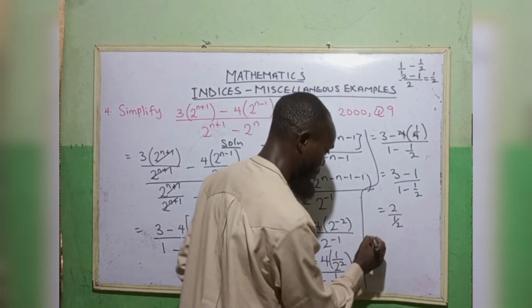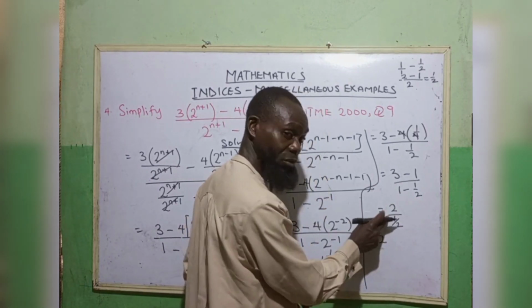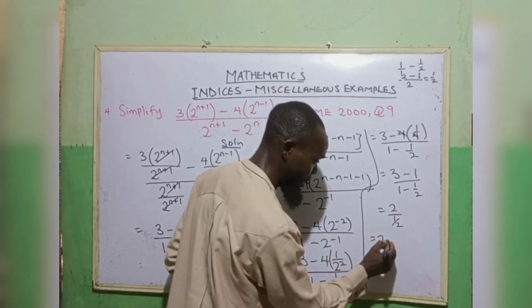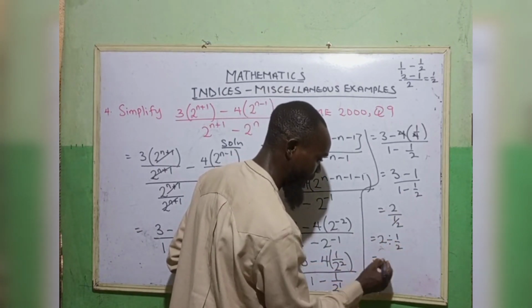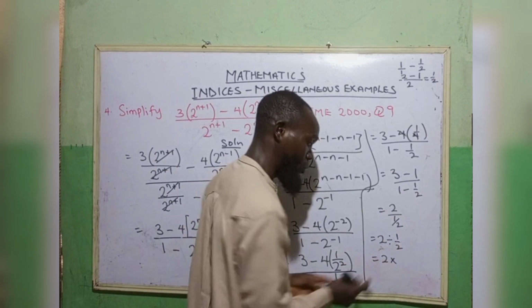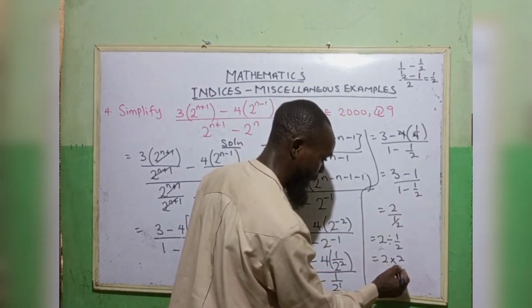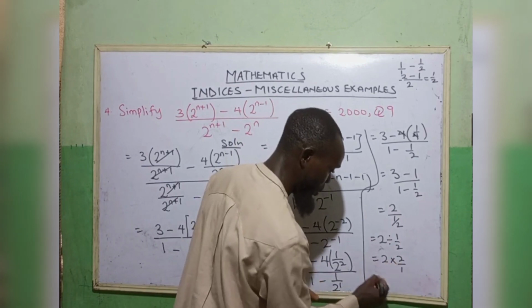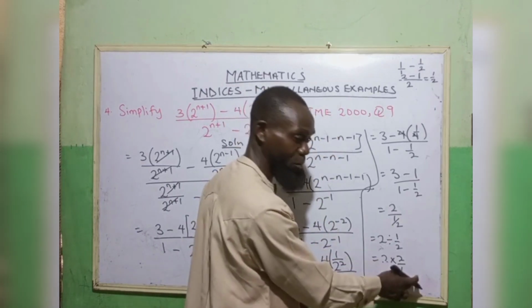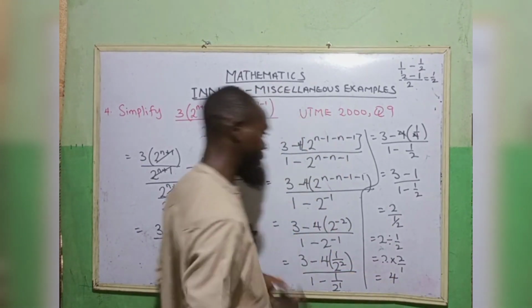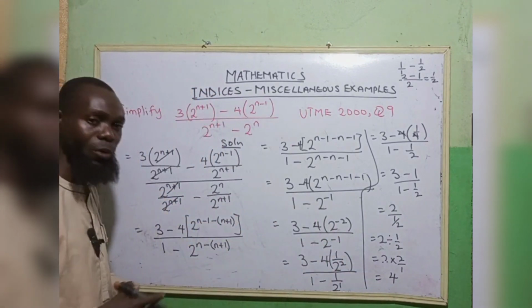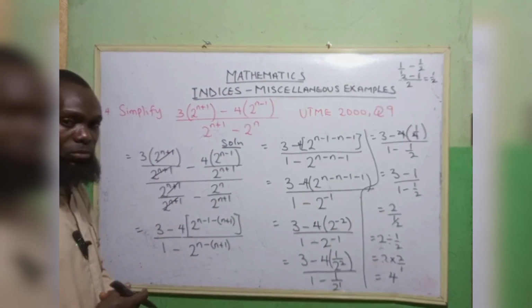So from here, we are going to be having 2. This is the division method, division sign, divided by 1 over 2. So we have 2 multiplied by, when this changes to multiplication, the 2 moves up, 2, and the 1 moves down, 1. So 2 times 2, we have 4, divided by 1 gives 4. So when we solve this, we finally arrive at 4.